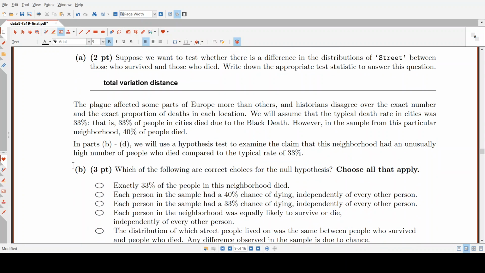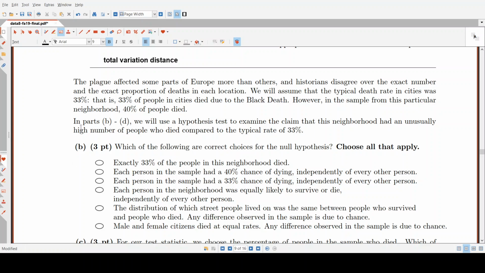Okay. The plague affected some parts of Europe more than others, and historians disagree over the exact number and the exact proportion of deaths in each location. We'll assume the typical death rate is 33%, that 33% of people in cities died from the Black Death. However, in a sample from this particular neighborhood, 40% of people died. In parts B through D, we'll use a hypothesis test to examine the claim that this neighborhood had an unusually high number of people who died compared to the typical rate of 33%. So part B. Which of the following are correct choices for a null hypothesis?